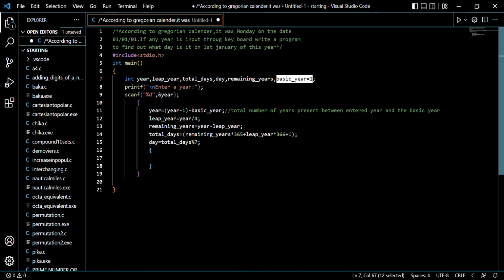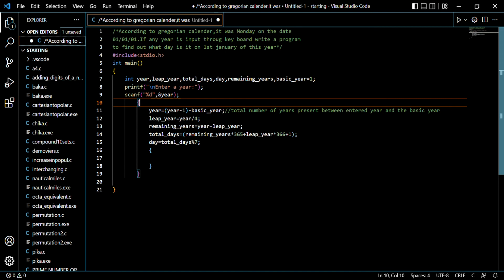We could even take zero BC as the starting point, but the starting point of the human race in this program is year one. According to me, there were no people who existed before year one, so I'm mapping this calendar from year one. So my starting year is one. I'm just assuming this basic year, so you could put any value over there. That's your wish. I have taken basic year equal to one.